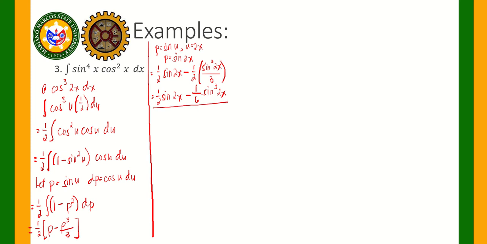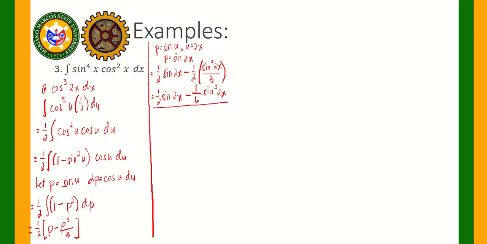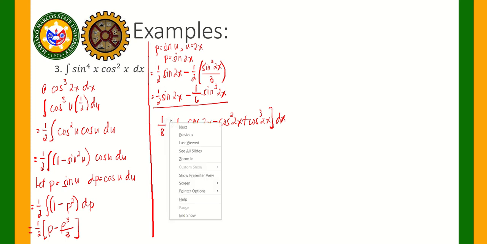So ito ngayon yung mga gagamitin natin na values. This one, tapos ito, and then ito. So, okay, balik tayo dito sa 1/8 times the integral of 1 minus cosine 2x minus cosine squared 2x plus cosine cube 2x, and then dx. Ayan. So, from there, baliktad pala to. Okay. So, substitute na natin.